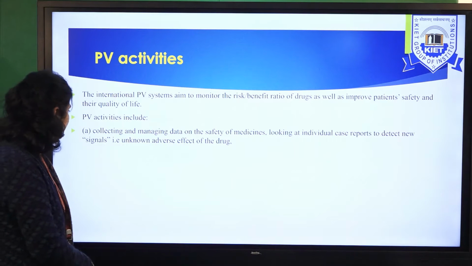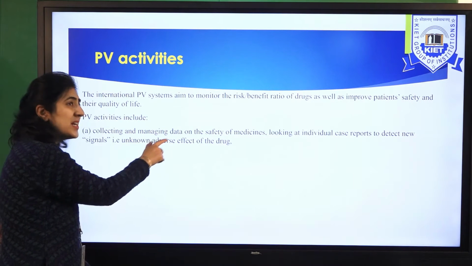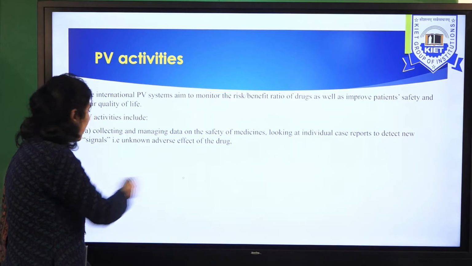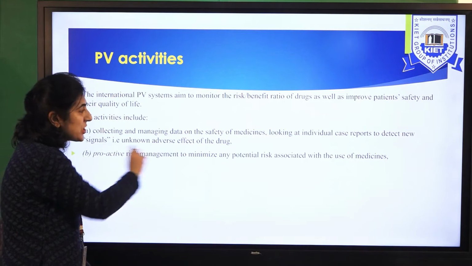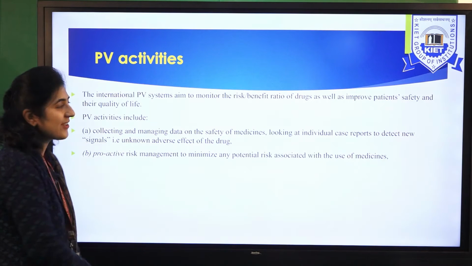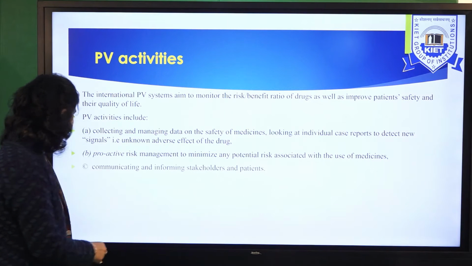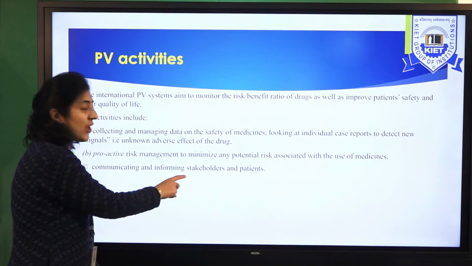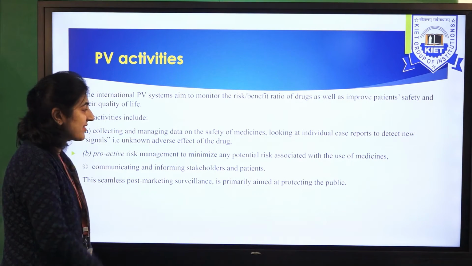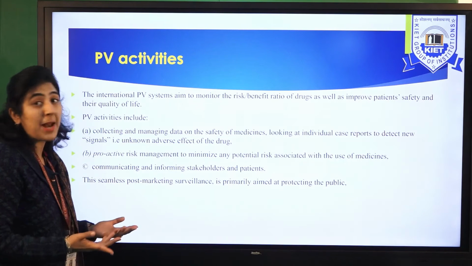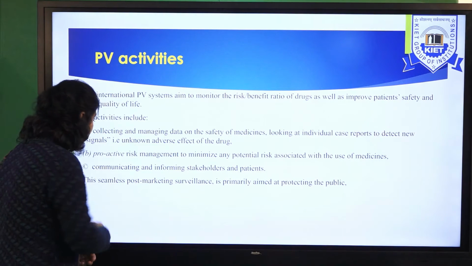Now, what are new signals? New signals are the unknown adverse effects of the drugs, not yet known. Then other activities include proactive risk management to minimize any potential risk associated with the use of medicines. Communicating and informing stakeholders and patients. Seamless post-marketing surveillance is done. Why? It is aimed at protecting our public health.